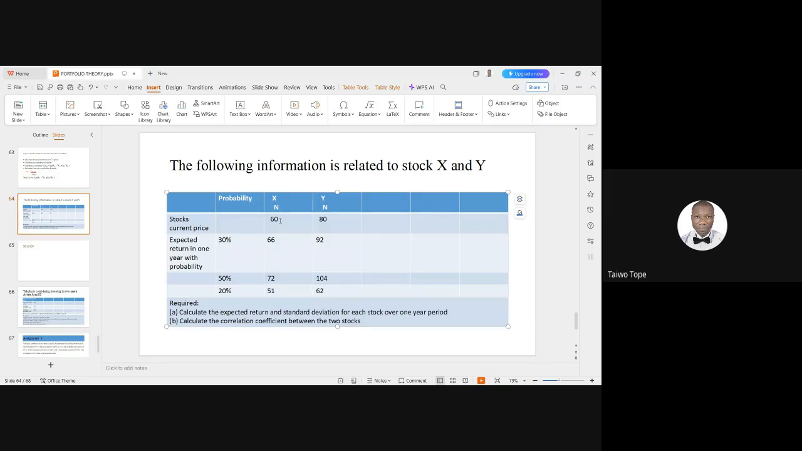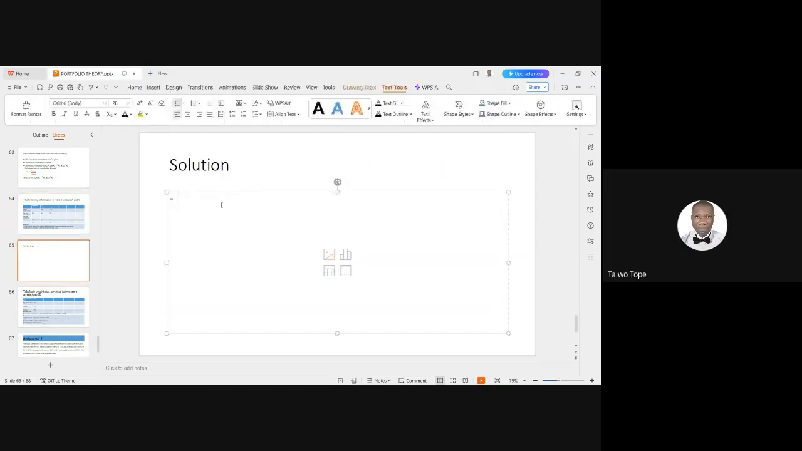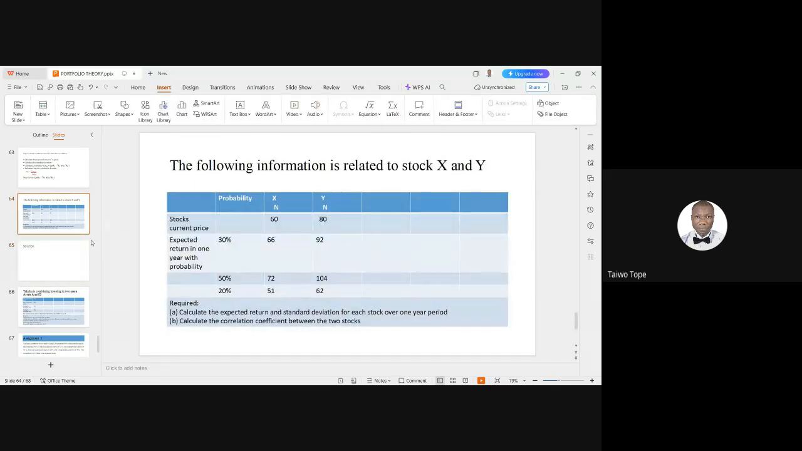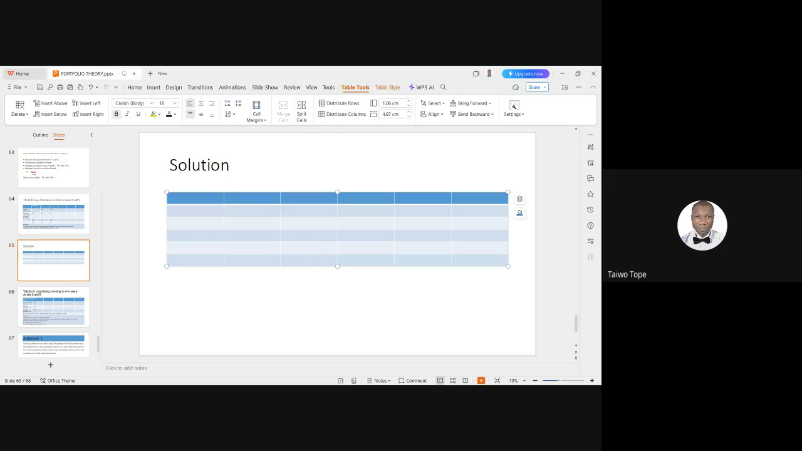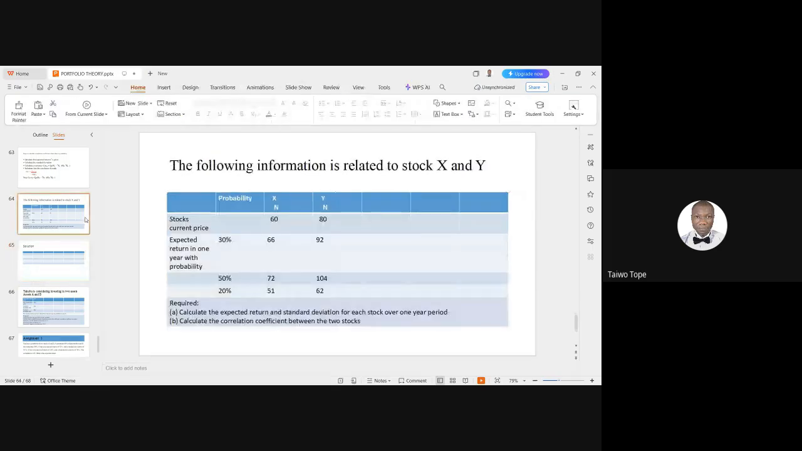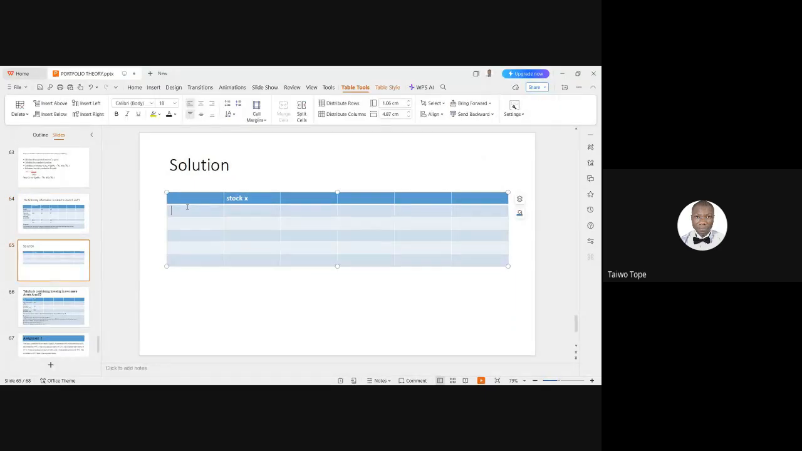60. That is what we do for the question on stock X. For stock X, I will solve for stock X, and you solve for the other one. So for stock X, we can have X1.